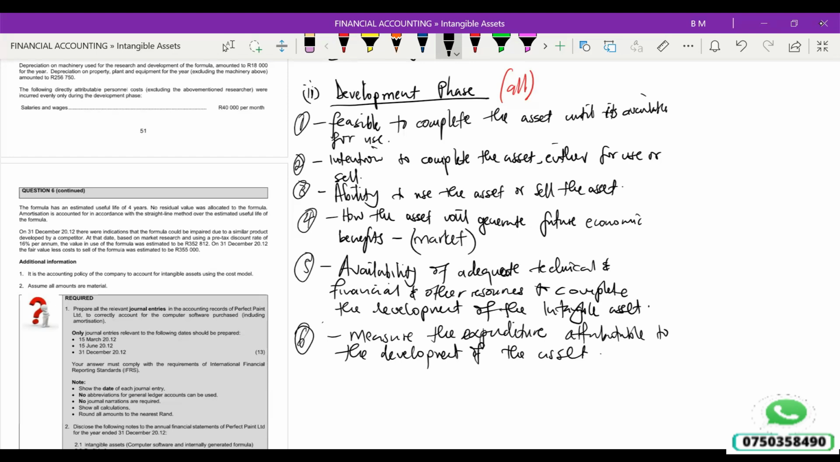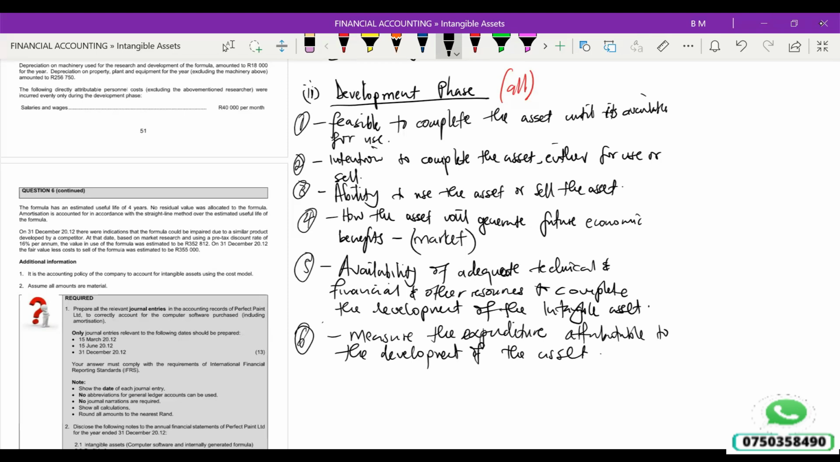If it's rights that we are doing, why are we doing that? Either we want to sell it, or we have seen that there is a market for this. If we do 1, 2, 3 things, we'll be able to survive. Availability of resources, in other words, do we have finances to finance the development of the intangible asset? Then measure: are we able to account for each and every cost that is incurred in the development of the intangible asset?